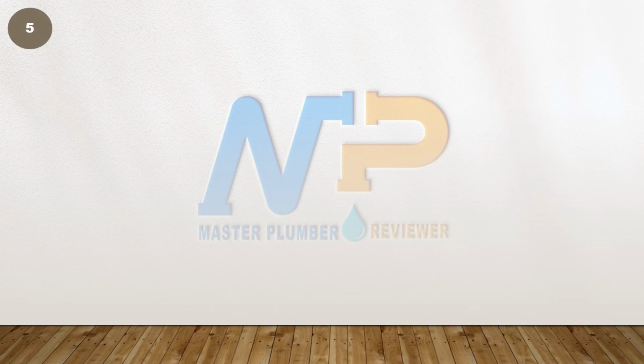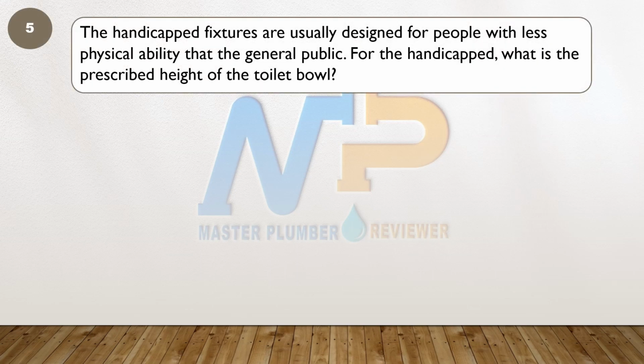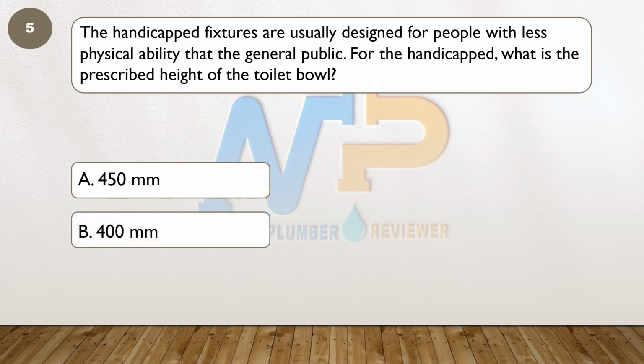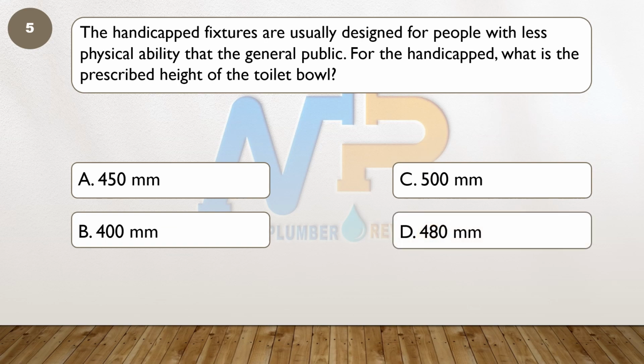Number 5. The handicapped fixtures are usually designed for people with less physical ability than the general public. For the handicapped, what is the prescribed height of the toilet bowl? A. 450 mm. B. 400 mm. C. 500 mm. D. 480 mm. The answer. It's A. 450 mm.